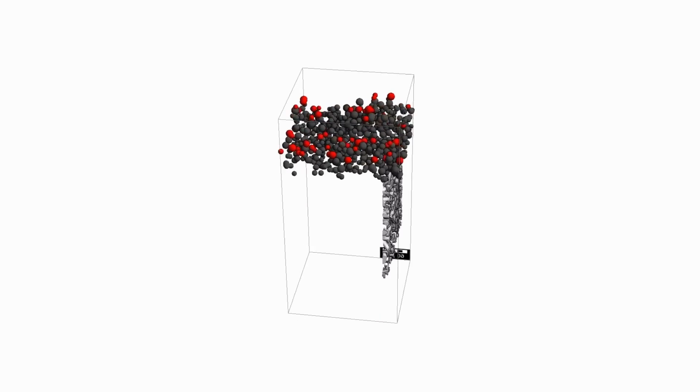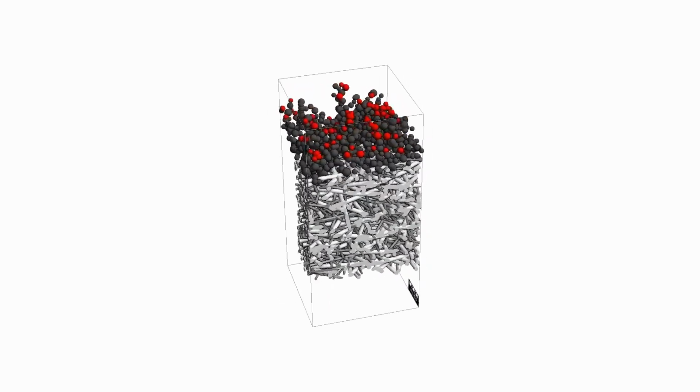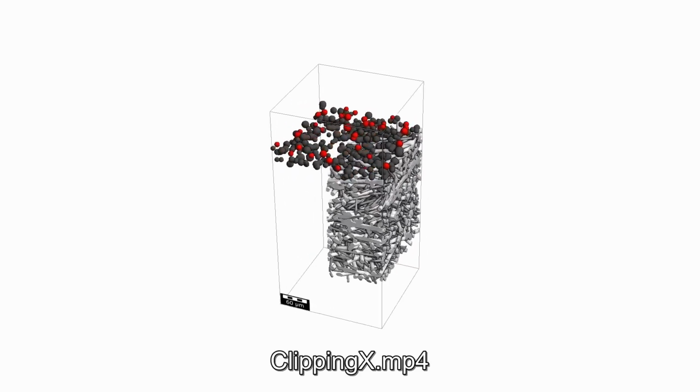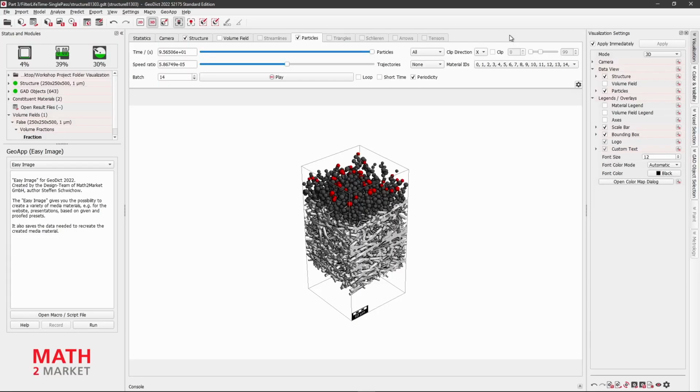And this concludes part 3 of the workshop, in which we learned about the possibilities to generate videos in Geodict. We got to know and applied the video templates in the result viewer and created our own video in the video dialog based on a template. As a result, we got 2 impressive videos. And that also ends this visualization workshop.